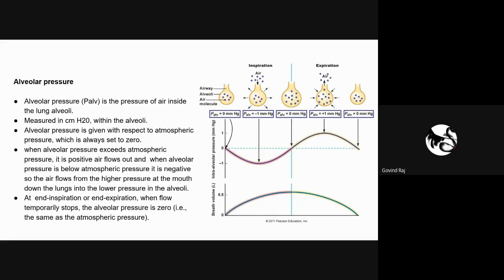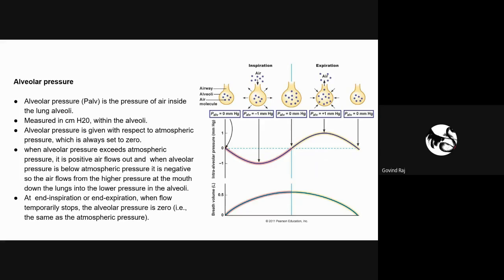When alveolar pressure exceeds atmospheric pressure, it is positive, and air flows out. When alveolar pressure is below atmospheric pressure, it is negative. So the air flows from higher pressure at the mouth down the lungs to the lower pressure in the alveoli. In order for the inspiration to take place, there should be a comparatively lower pressure in the alveoli, and for expiration to take place, there should be a comparatively higher pressure in the alveoli.